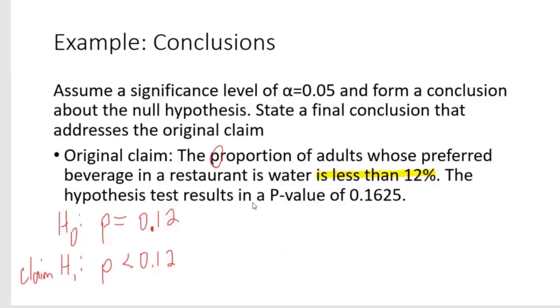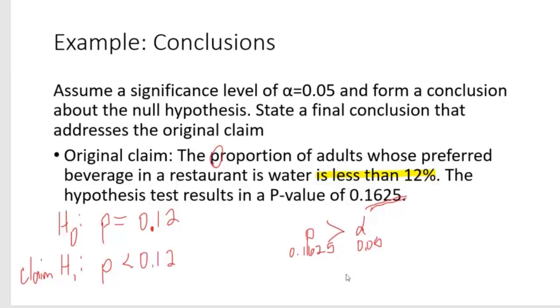That's a left-tailed test, but I don't have to worry about that, because they gave me a p-value. Once again, I just want to compare the p-value with alpha. Alpha was 0.05. The p-value is 0.1625.